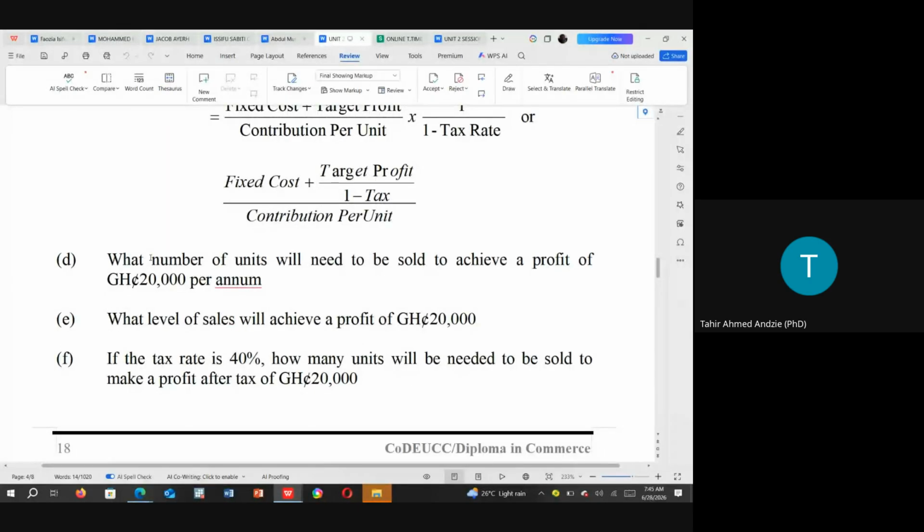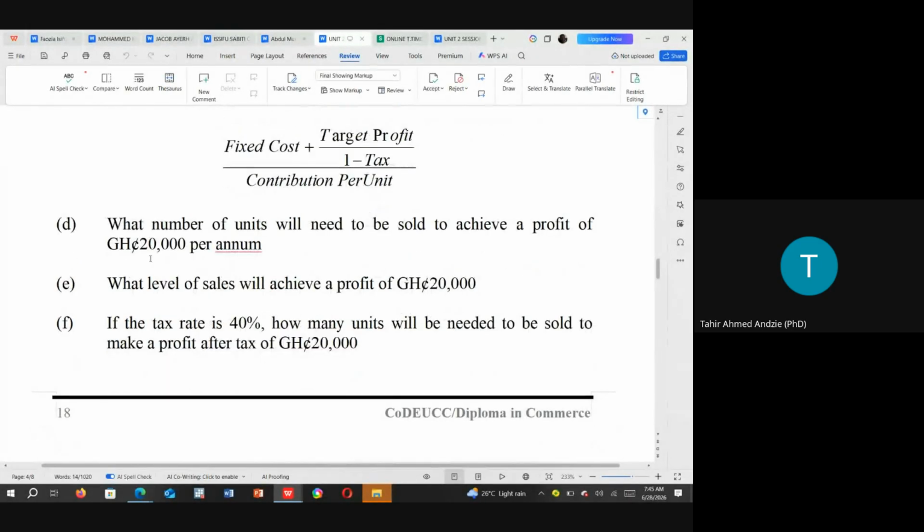So we are saying that what number of units will need to be sold to achieve a profit of 20,000 per annum? And we are saying that the formula for calculating that is the fixed cost plus the target profit all over contribution per unit, right? And then the next one here, the E here is what level of sales will achieve a profit of 20,000. So the same formula, fixed cost plus the target profit divided by contribution per unit times selling price. That is the formula for this one.